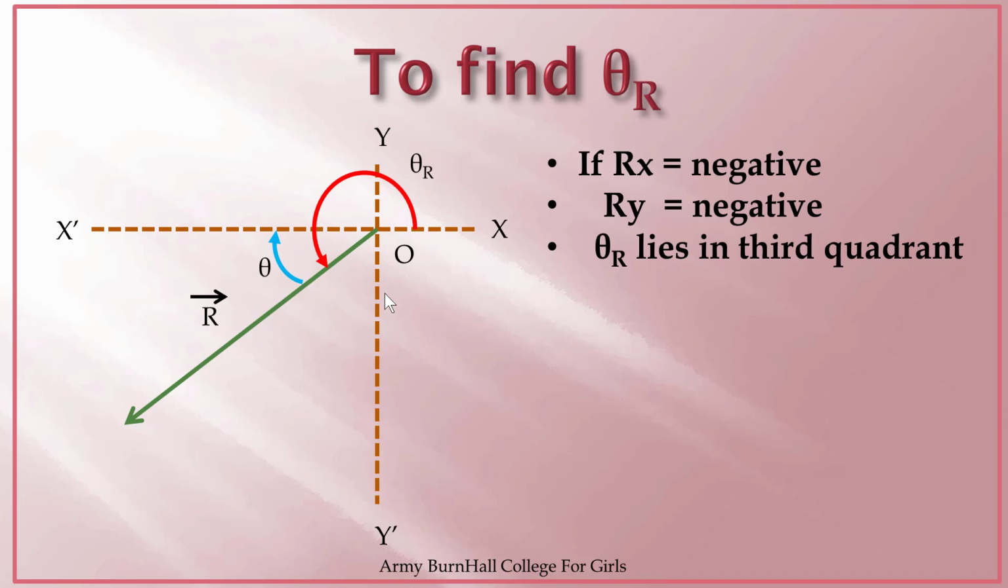Sometimes students make a mistake over here: they put the angle from the y-axis and name this angle as theta, which is incorrect. Theta is always with the x-axis, so we will consider this as theta, and the net angle theta r is 180 degrees plus theta. So we can write theta r is equal to 180 degrees plus theta.